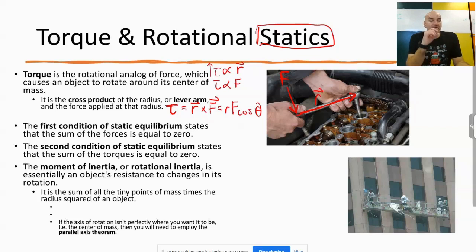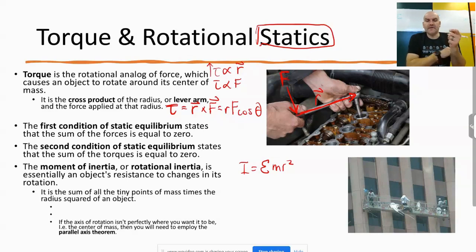Now, what happens is the sum of all the tiny points of mass times the radius squared of an object. So you have a couple ways to calculate it. The first one is just simply to do the sum of mr squared, right? So if I have a point system, it's just the sum of the mass times the radius squared, okay?